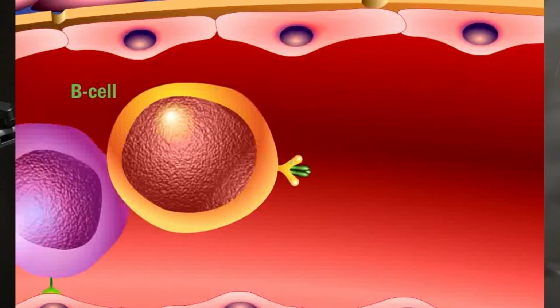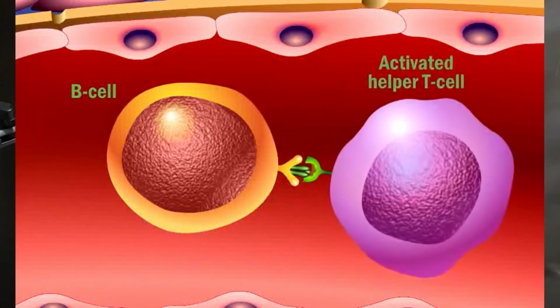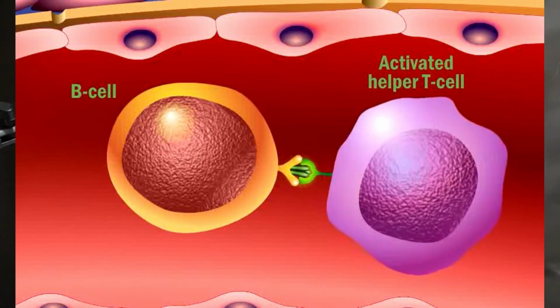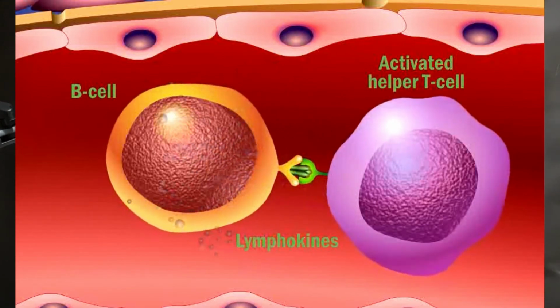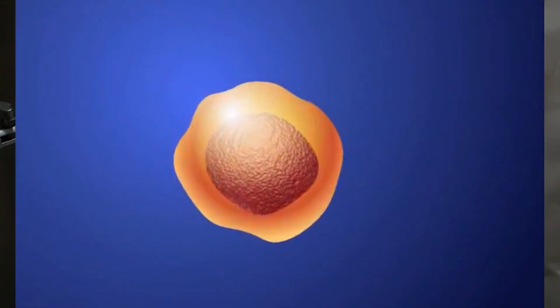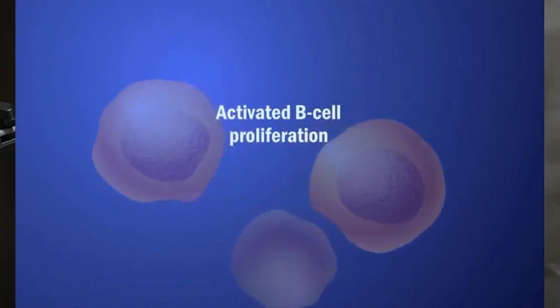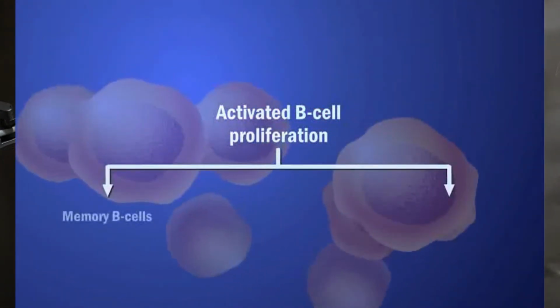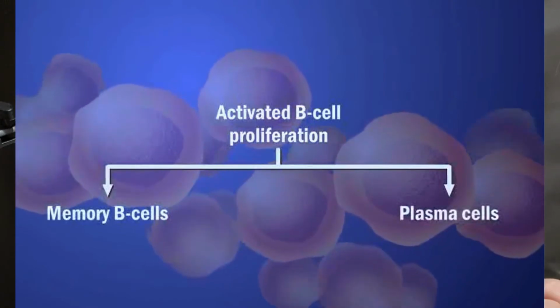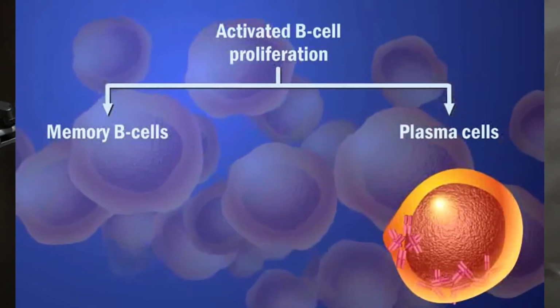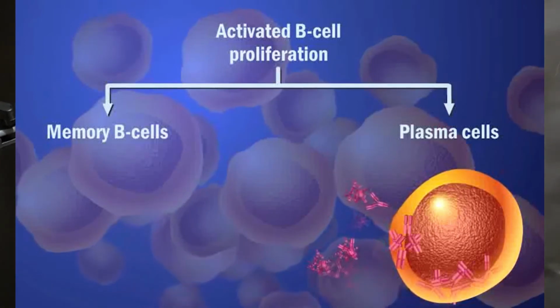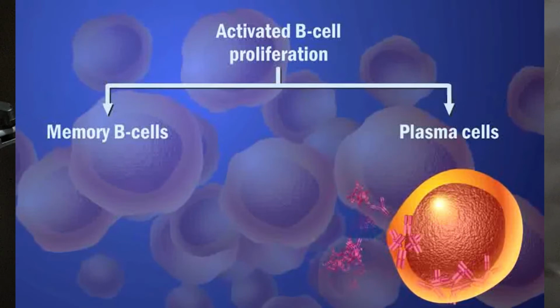So when an activated helper T cell comes in contact with a B cell, this will activate the helper T cell into secreting what we call lymphokines. The lymphokines have several effects. One effect is that it will trigger B cell proliferation. The B cell will turn into either a memory B cell or a plasma cell. The plasma cell is the one responsible for producing the antibodies that are specific to the viral protein. This is where the IgG and the IgM come from.